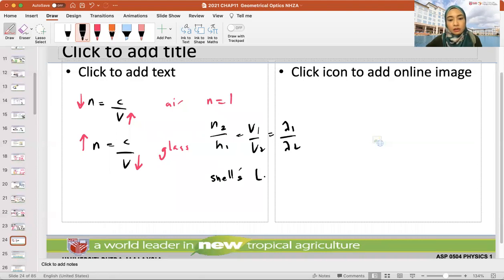Macam tu je dia, Snell's Law. Huruf besar, ni nama orang. Kata nama khas. Snell's Law.